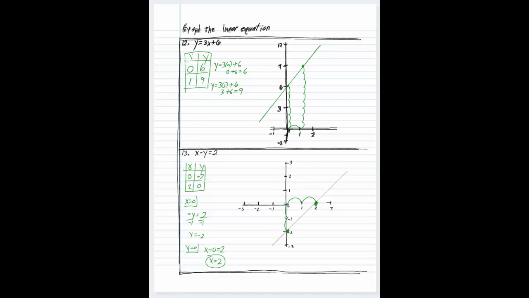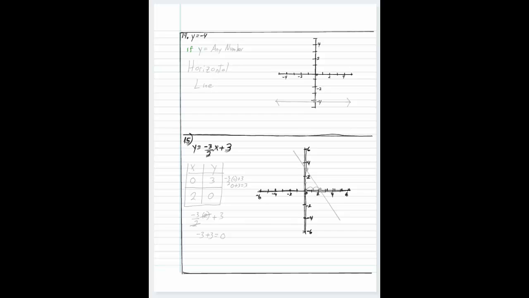Let's plot. (0, 3) is just 3 spots up. 1, 2, 3. (2, 0) is 2 spots to the right. 1, 2, right there. And then connect the dots. And there's our line.